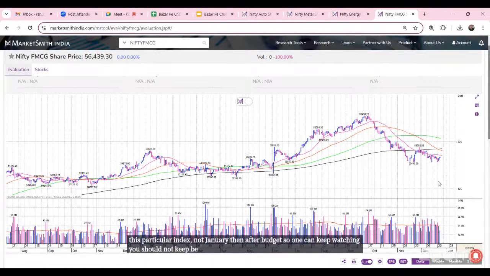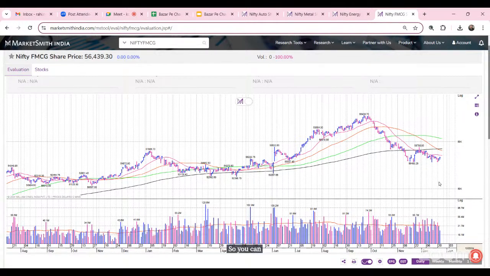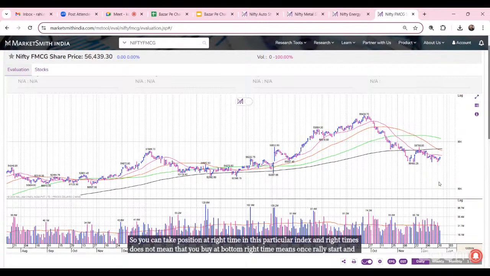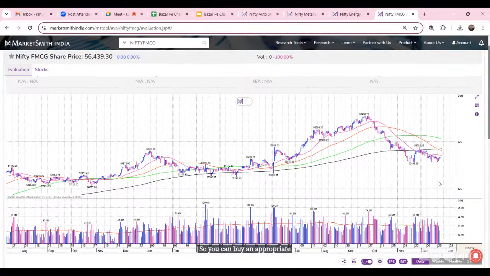You should not be in hurry mode to buy stocks from this space. But yes, keep tracking this stock very closely, very vigilantly, so you can take position at the right time in this particular index. And right time does not mean that you buy at the bottom. Right time means once the rally starts and you are able to buy at an appropriate breakout level. So that is the right time, at least from a technical perspective.